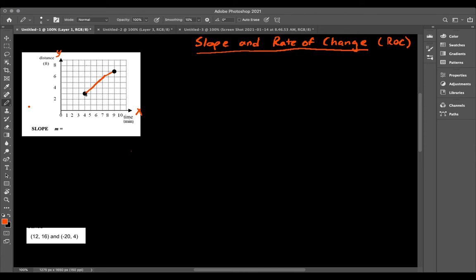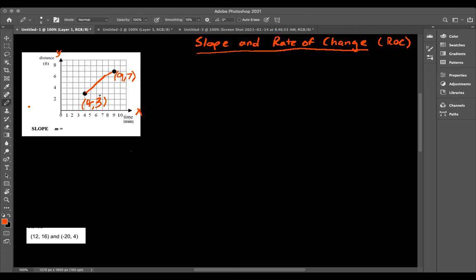Now, what do we have here? Basically, we have to find the slope or the rate of change of this line itself. So what do we know? We know that the coordinate point of this one is (4, 3). Let's write this down. Now the other one, on the top right here, the coordinate point for this one would be (9, 7). So those are two important coordinate points.